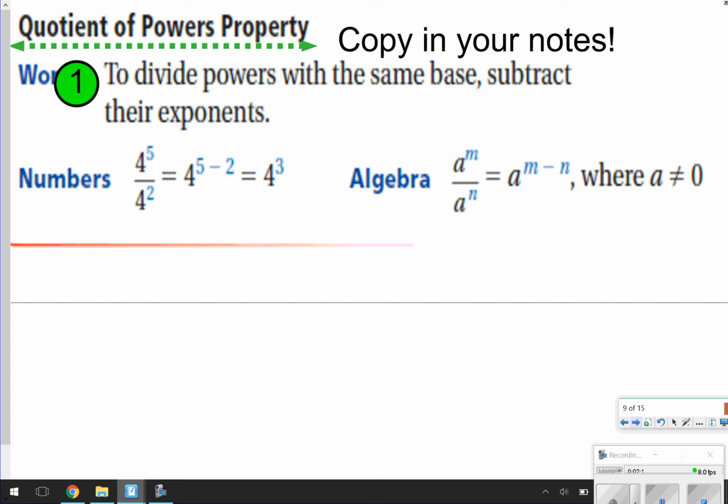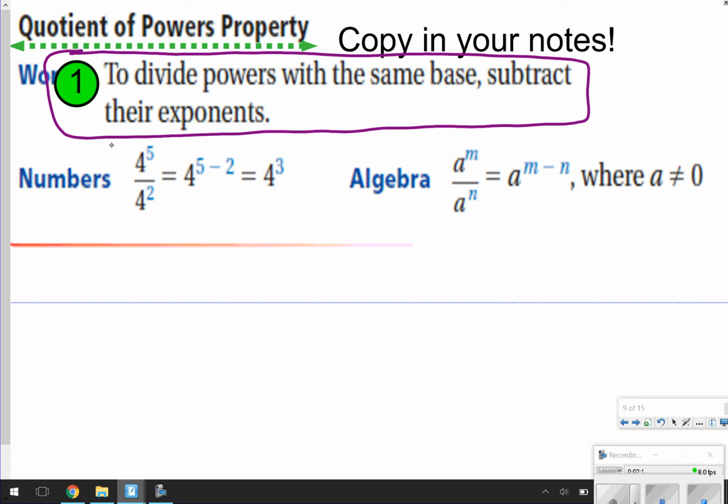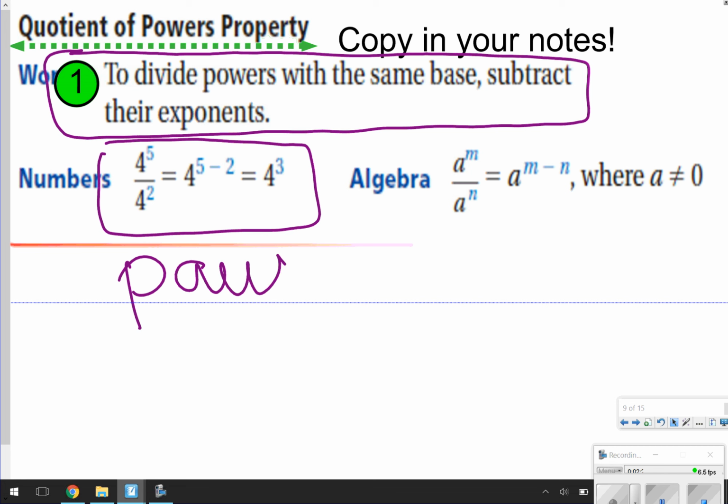Here is the rule of how to do the quotient of powers property, and this is the part that you're going to copy in your notes. You're going to copy the words and the number example. If you want to copy the algebra, you can, but go ahead and take the time to pause and write down words and numbers. Once you're done, click play to try some questions.